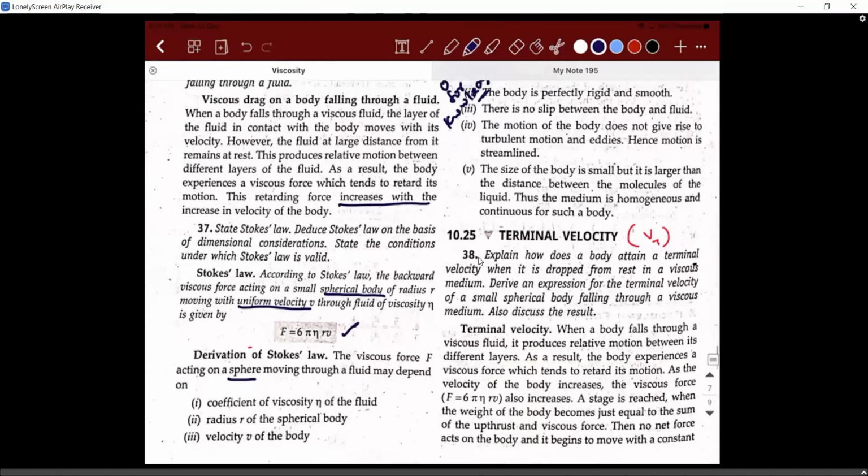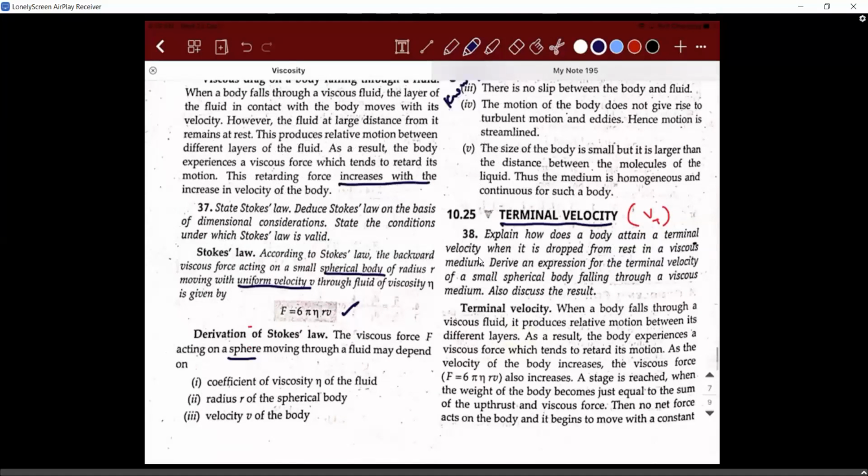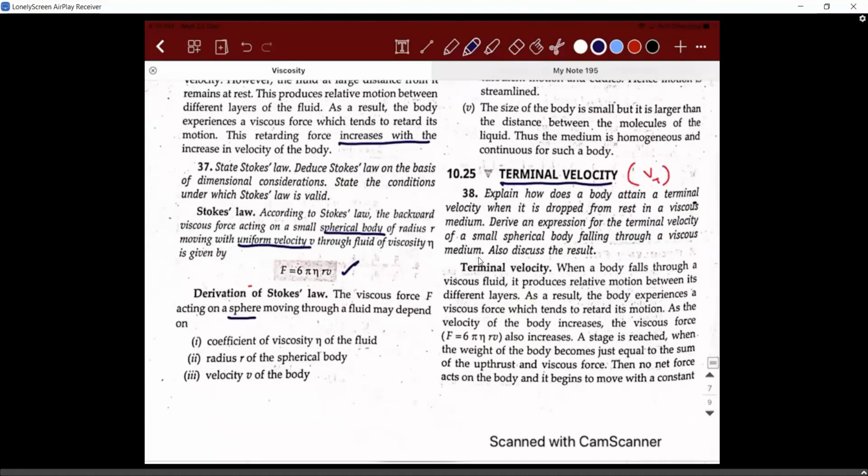Okay. So having all these points in mind, the last but one concept that is related to the viscosity concept is terminal velocity. So let us look at it like a question. Terminal velocity is basically represented with the symbol V with a suffix T, capital T.